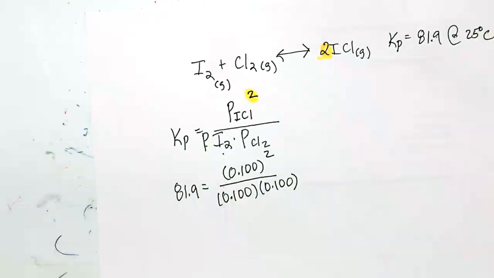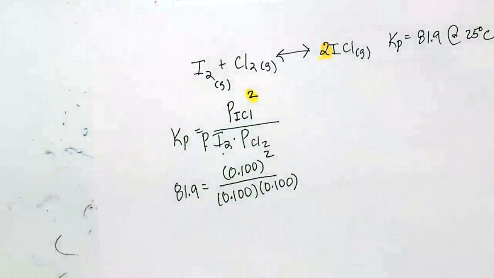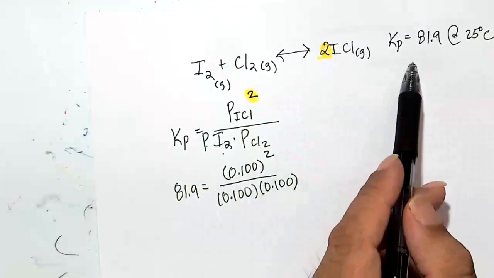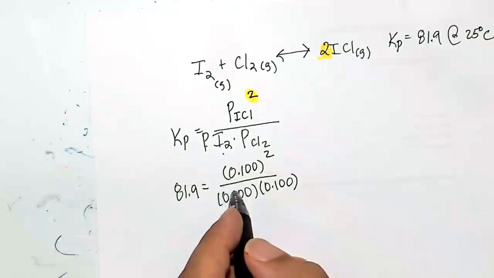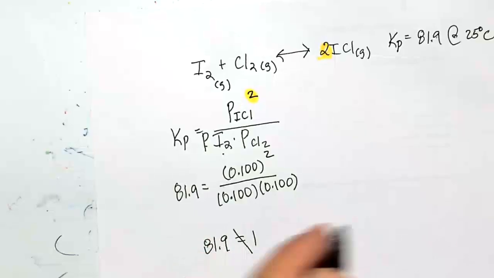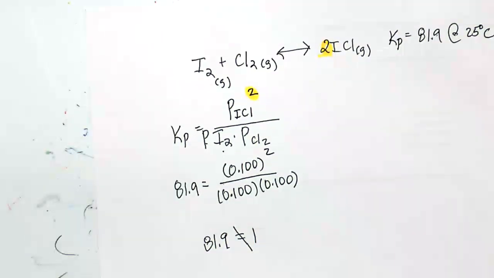So we have a problem here. What is this problem? The problem is that we plug in these pressures into the law of mass action, and it doesn't equal the equilibrium constant for pressure. In fact, 0.10 squared divided by 0.10 squared is 1. So it does not equal this. We are not at equilibrium. So which way should the reaction go to get to equilibrium?